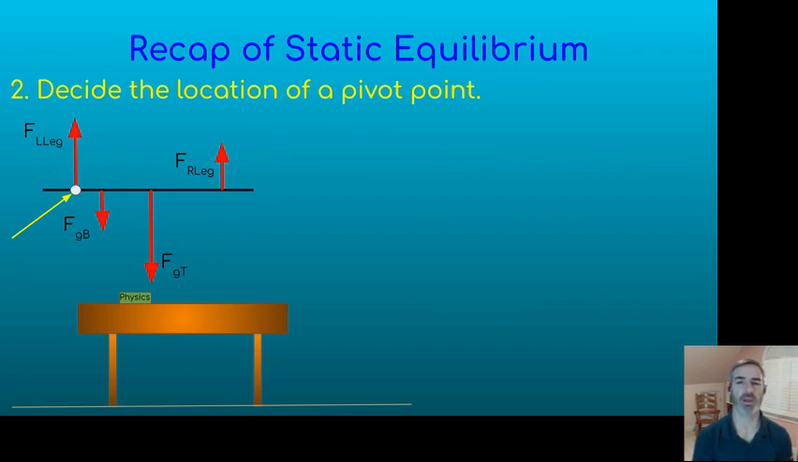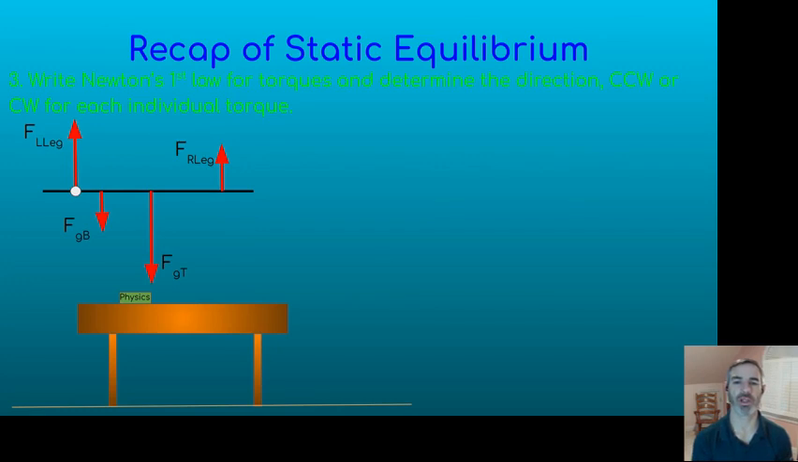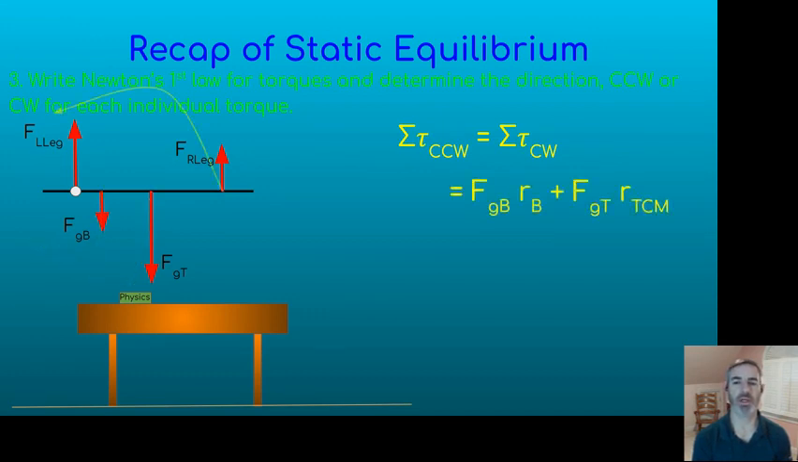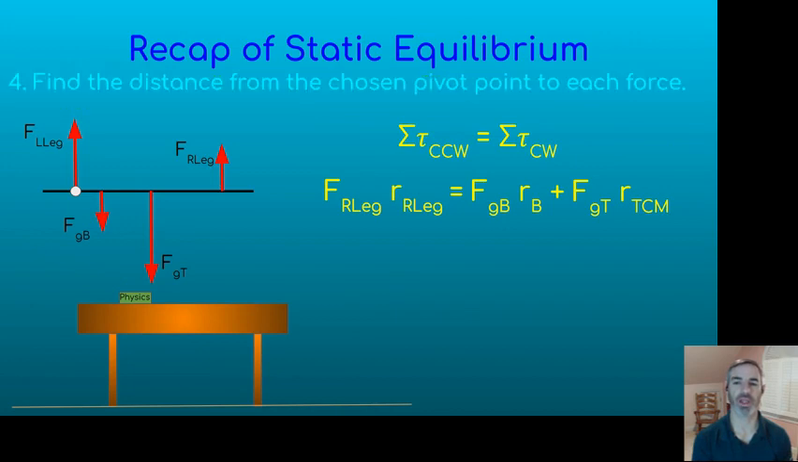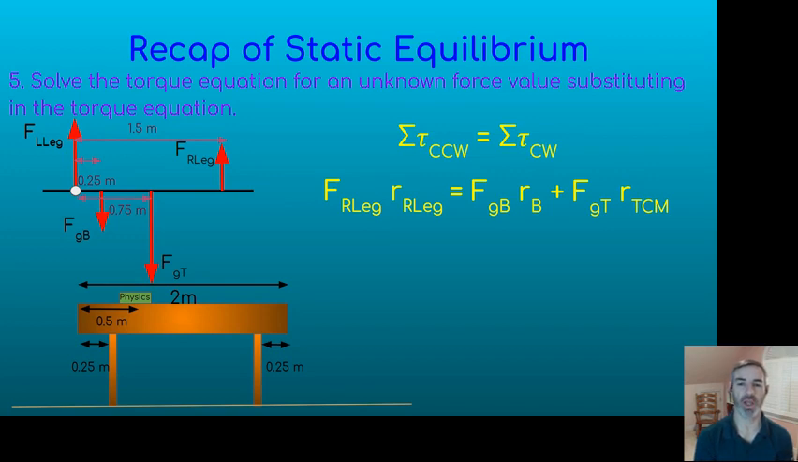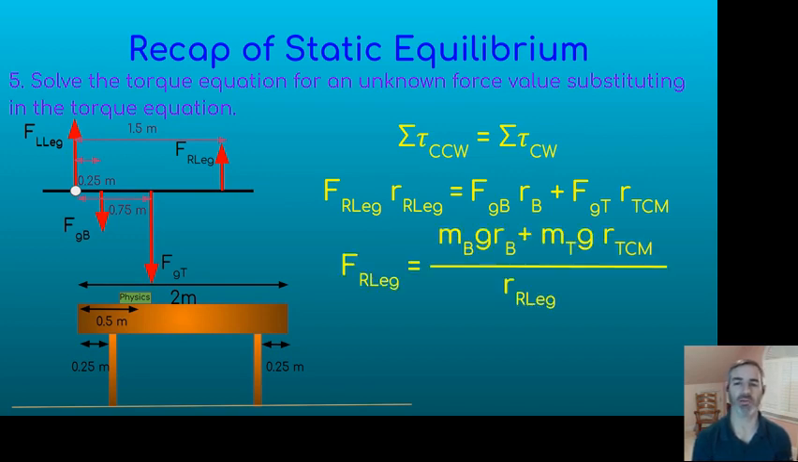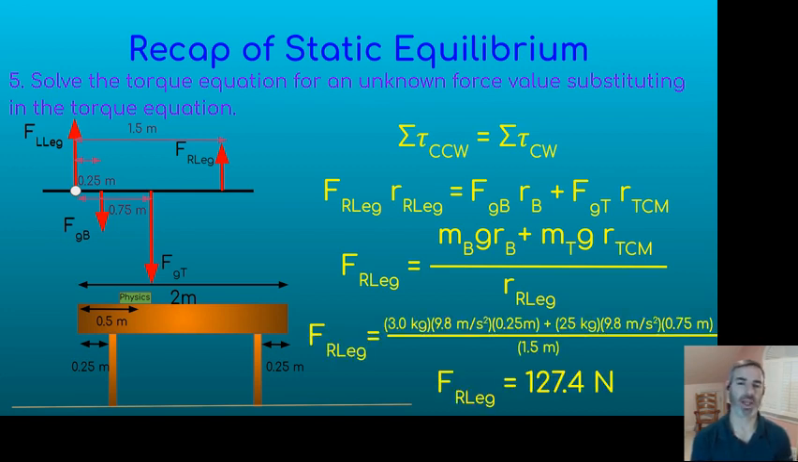Then we are going to write our Newton's first law equation and determine the direction for each of the forces. So the clockwise torques were the gravitational force on the book and the table, and the counterclockwise torque was the right leg. Then we find the distances using the measurements that were given in the problem, and we find each of the distances from our chosen pivot point. Remember, it's not from a specific spot other than our pivot point. Then we're going to solve for our unknown force value, and we are going to find the value of the force of the right leg.